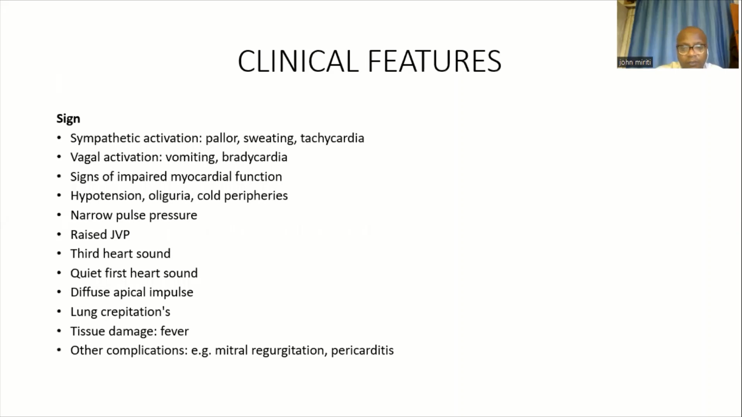The clinical features of acute coronary syndrome are that the patient may have sympathetic activation like pain, sweating, and tachycardia. There is vagal activation like vomiting, bradycardia, signs of impaired myocardial function such as hypotension, oliguria, cold peripheries, and narrow pulse pressure, raised jugular venous pressure, then heart sounds, quiet fast heart sounds, diffuse apical impulses, and lung crepitations. Tissue damage can be associated with signs of fever. Complications include mitral regurgitation and pericarditis.